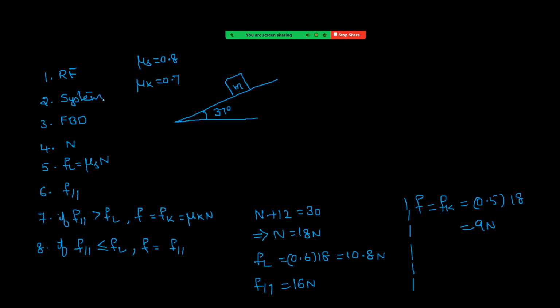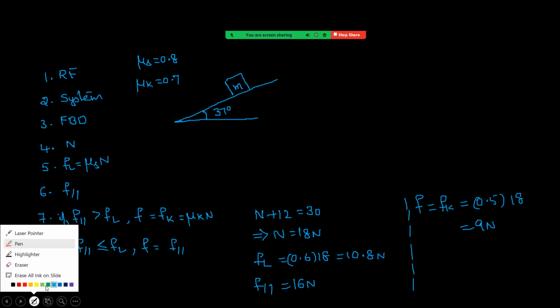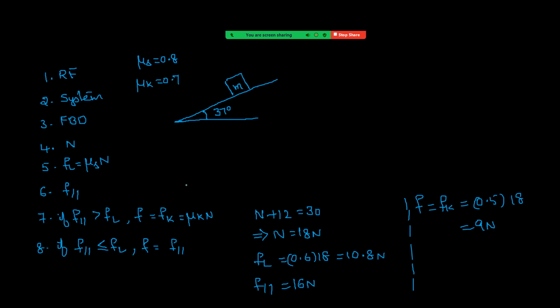Let us follow systematic way. Okay. So first we have to focus from which frame we are solving the problem. Now we are solving the problem from ground frame, right? Next, system: there is only one block, so there is no confusion. Focus that block. Next, free body diagram.